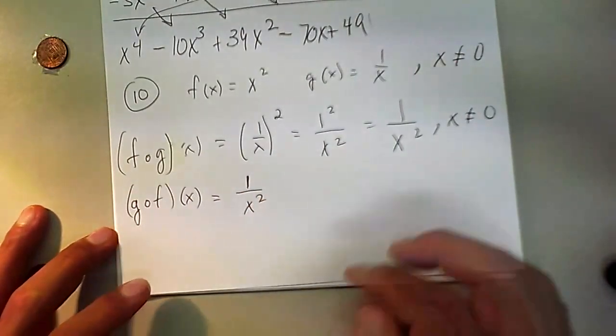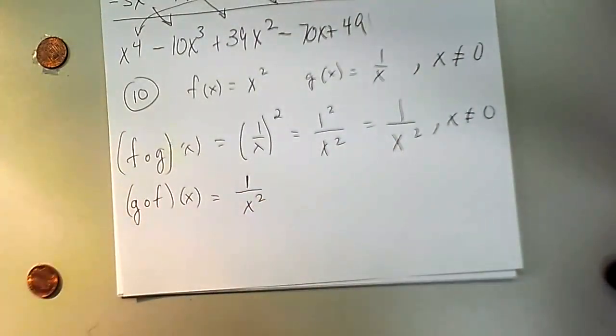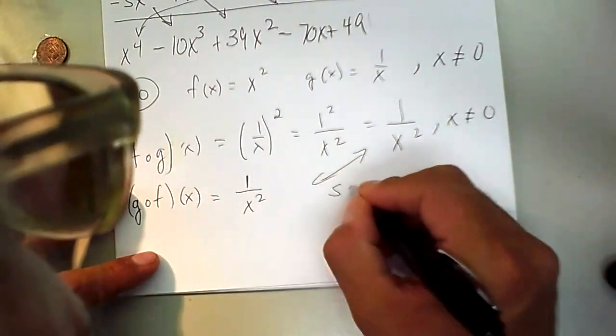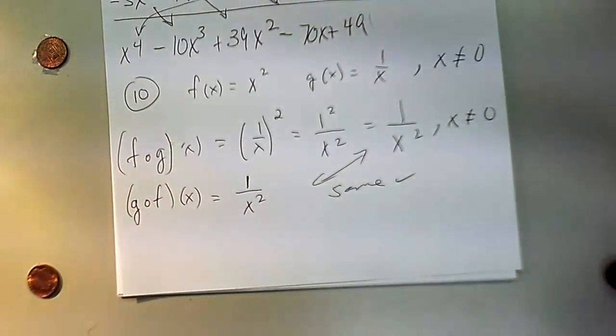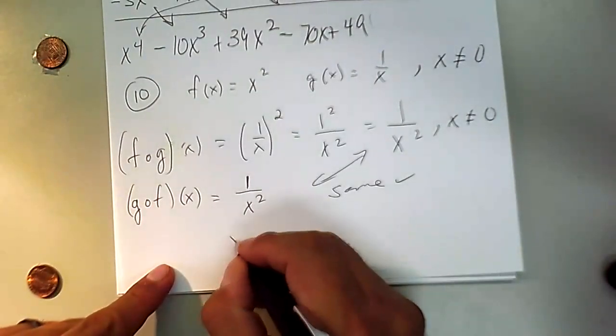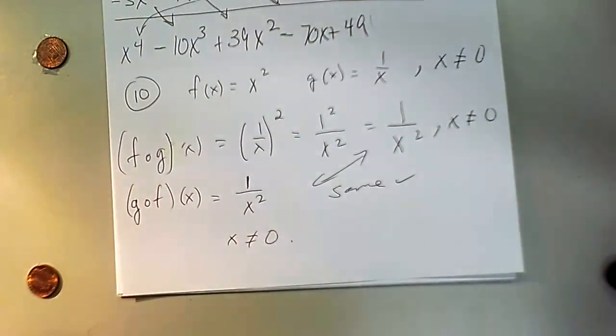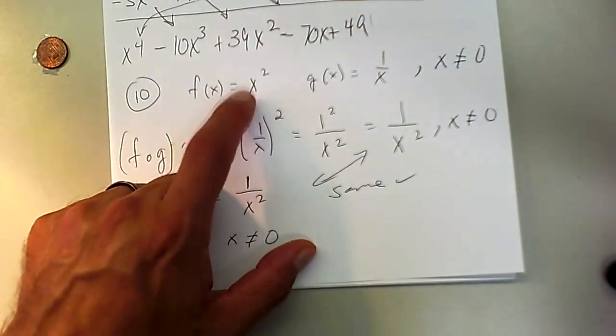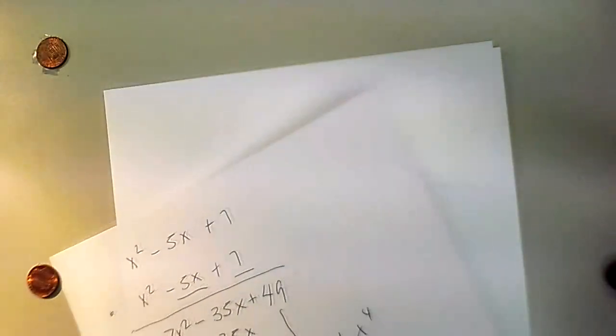So notice that this is one of those cases where f composed with g is the same as g composed with f. They're the same. And the domain is going to be the same. X cannot be 0. Okay, I wanted just to show you what happens when we square. The next example is a tricky example, and that's the one I want to spend a little bit of time with.